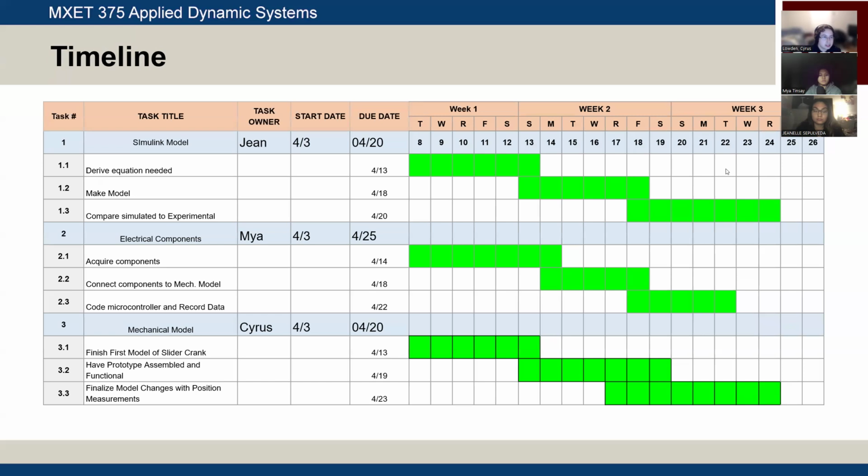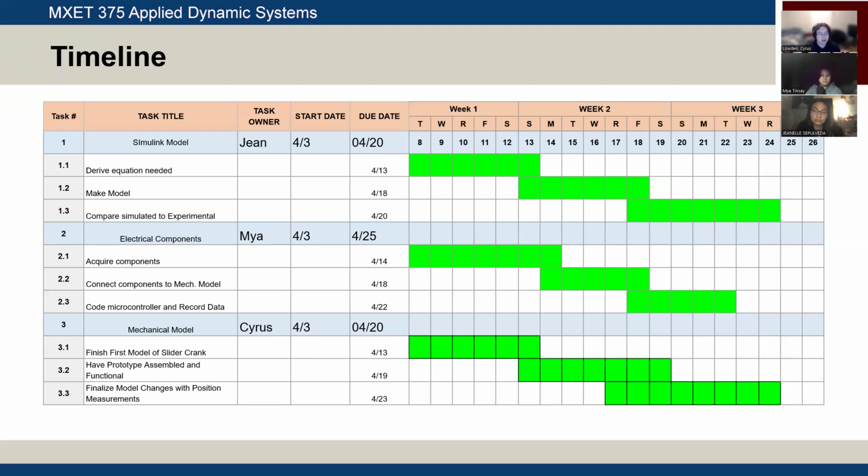And then here is the timeline for the project that we have. So as you can see, starting on task 3, we have the mechanical model, which is what I'll be working on. We want the first 3D CAD design to be finished by the 13th. And then on that day, I should be able to start prototyping, which includes 3D printing, putting it together, and making sure the prototype actually works to become our final product.